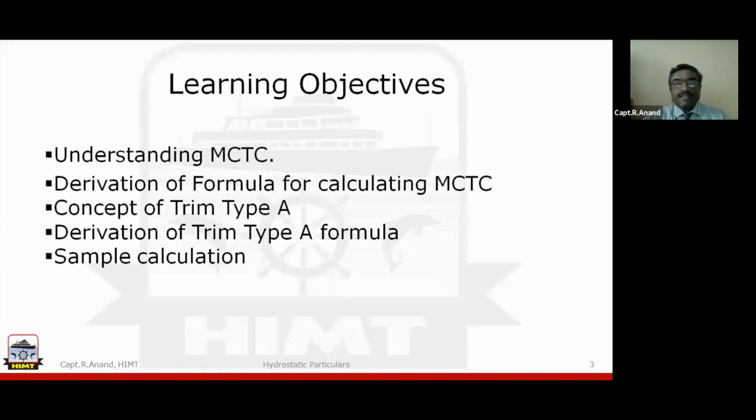That means the draft changes overall. Whereas with MCTC, it is the moment, not the quantity. It's the moment required to change the trim by 1 centimeter. So whatever is your present trim, if you want to change it by 1 centimeter, that's the moment required. That is what MCTC is all about. Now let's get into the derivation of the formula.